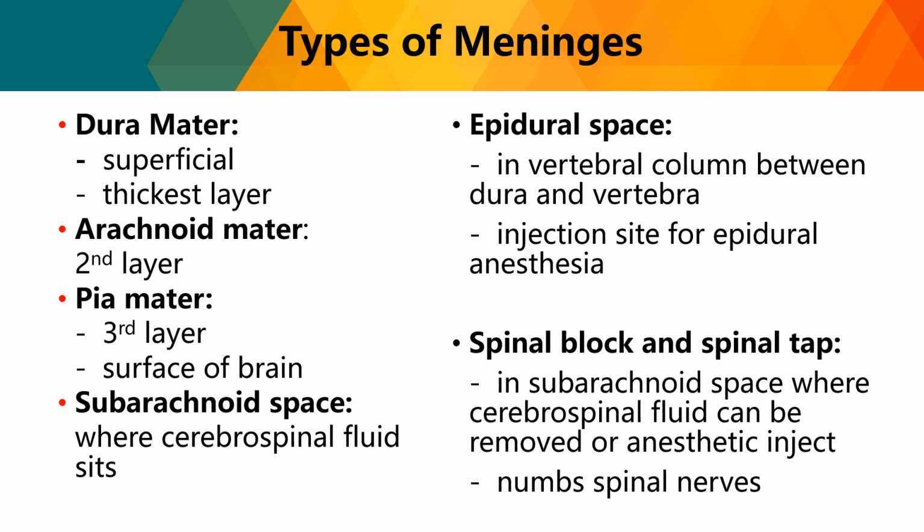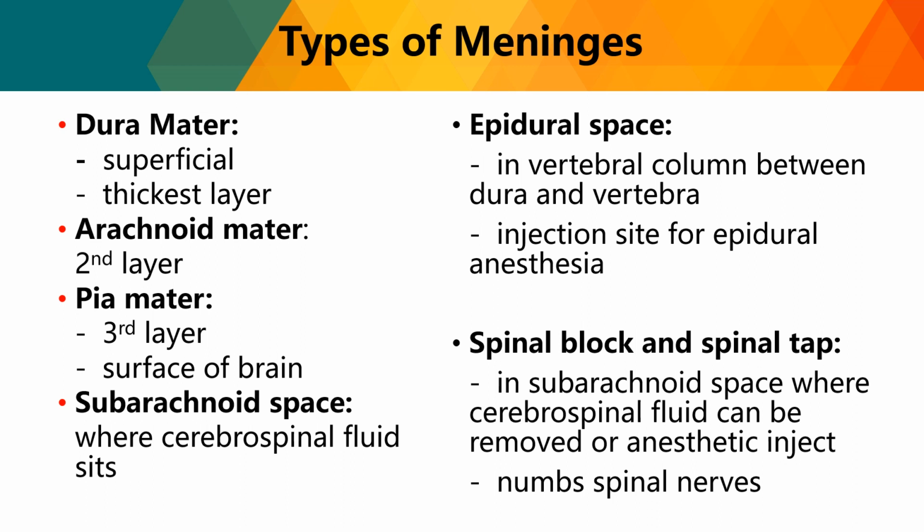So, types of meninges found in your brain would be first your dura mater. This is the superficial layer and the thickest layer among the meninges. And then you have your arachnoid mater. This is the second layer. The pia mater, the third layer. It is already on the surface of the brain. You have the subarachnoid space where cerebrospinal fluid sits.